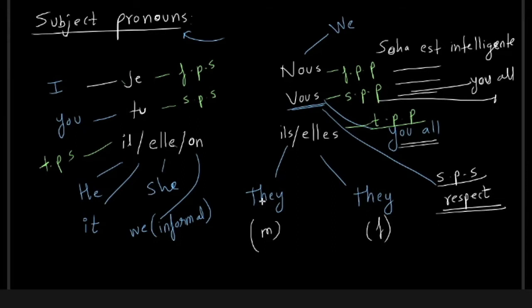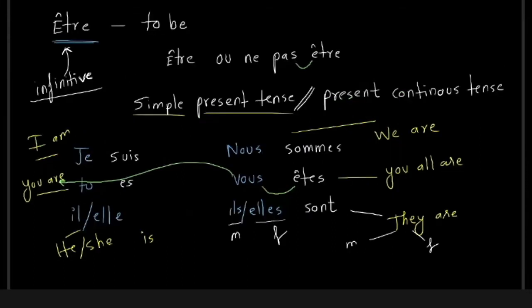Cool? So we then studied the conjugations of être, this is the infinitive form of the verb, in simple present tense, which also happens to be the conjugation for present continuous tense in French. So those are the same in French, simple present and present continuous. So for example, this is je suis, tu es. What is the conjugation for il, elle and on? A with T, right. Est.